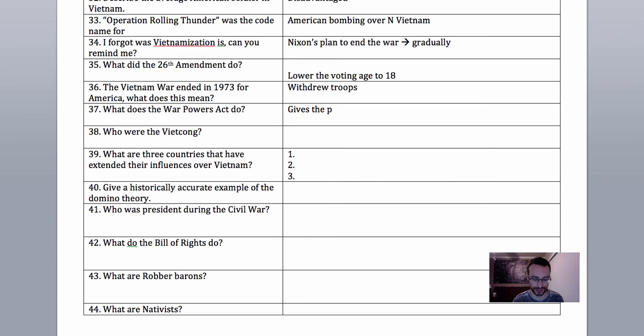What does the War Powers Act do? Gives the president the authority to send troops. And just to remind you, 48 hours advance notice to Congress is needed, as well as the idea that the president must start withdrawing those troops on day 61. So he has 60 days for troops to be in there, and then once he starts withdrawing them, by day 90 they've got to be out of there.